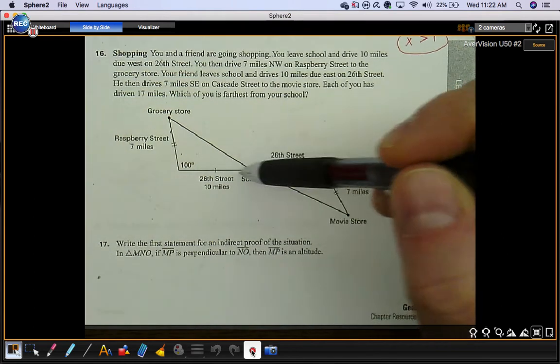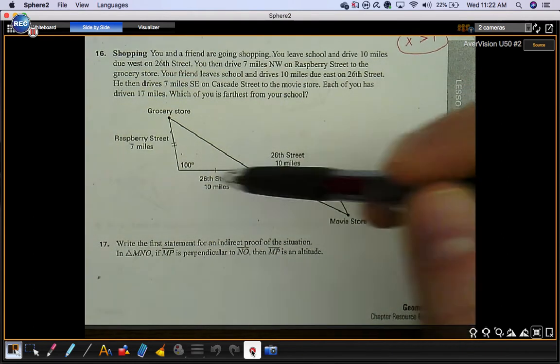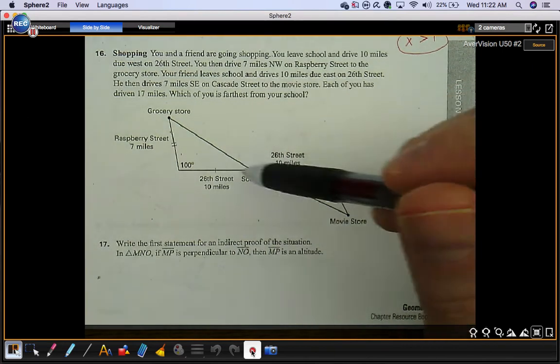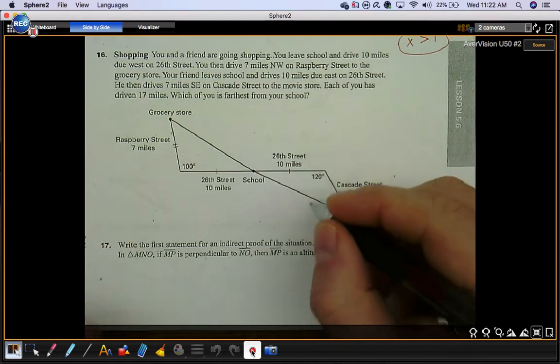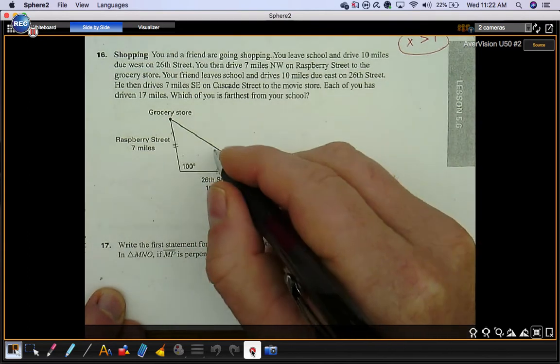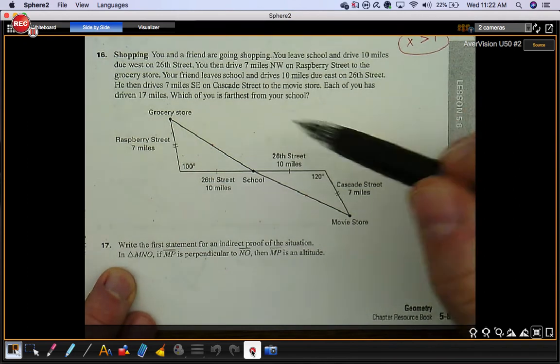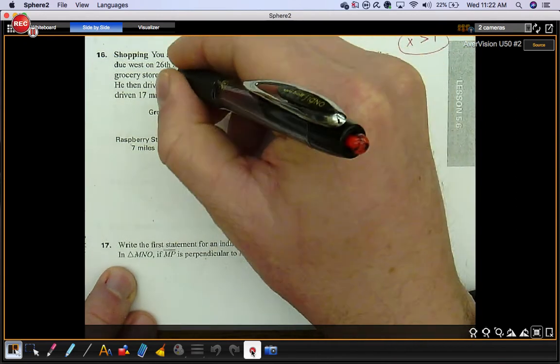So we have two pairs of congruent sides. We have included angles. This angle is definitely bigger than this angle, so that means this segment is bigger than this segment. So who is further away? Your friend.